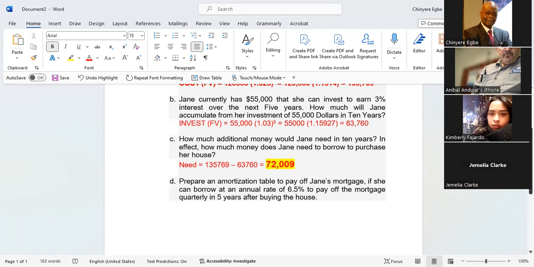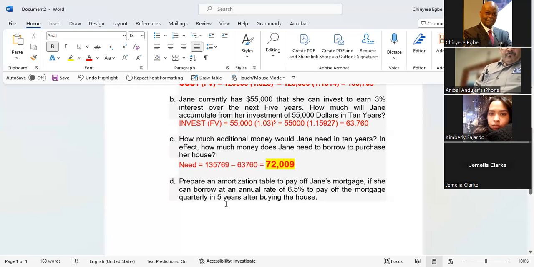So now the question becomes, how are you going to pay off the loan? So prepare an amortization table to pay off Jane's mortgage. Okay. Let us say now you're going to borrow money at an annual rate of 6.5%. If you pay off the mortgage in quarterly installments in 5 years.